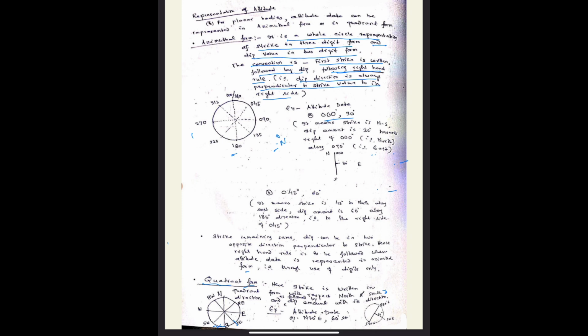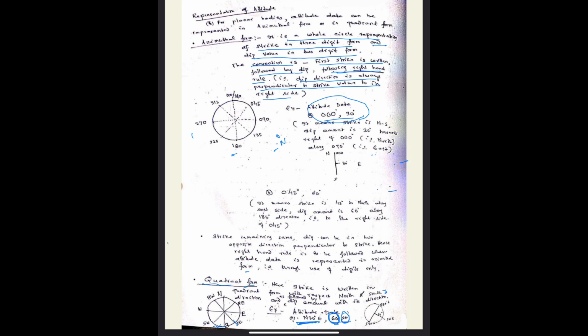We follow the right hand rule when we represent the data in azimuthal form. But when we mention the quadrant form, there we have to mention the strike, then the dip direction with dip amount. This is dip direction, this will be dip amount. So first we have to mention the strike in quadrant form, then the dip amount, then the dip direction.